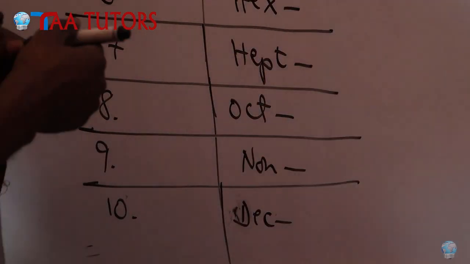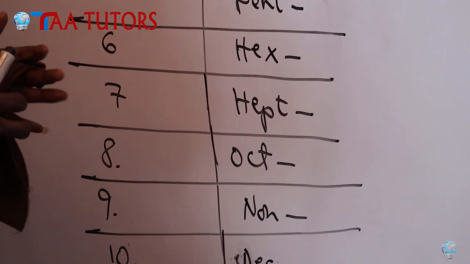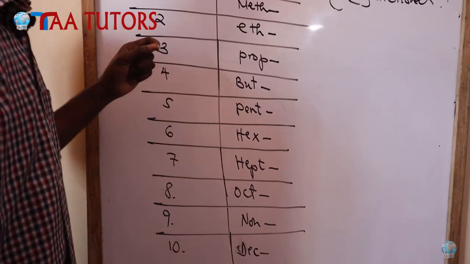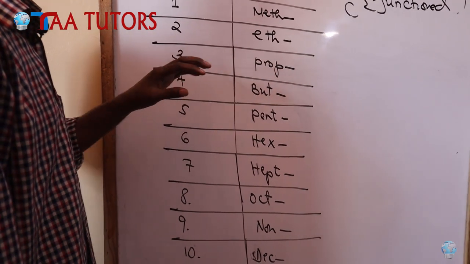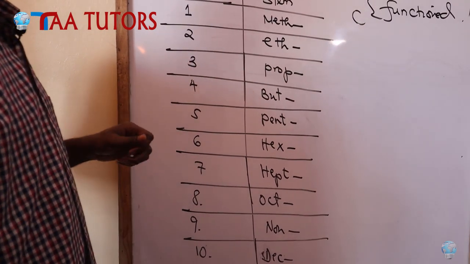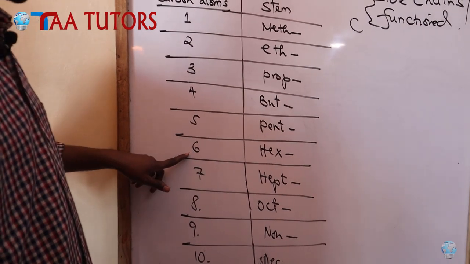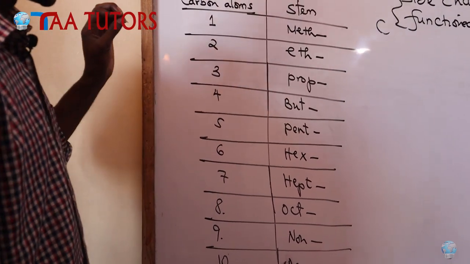So these are kind of the stems. It means that they tell us if you meet prop, already you know that the longest carbon-carbon chain has three carbon atoms. If it is hex, you know the longest carbon-carbon chain has six carbon atoms. So this is something that is going to be very easy for us.